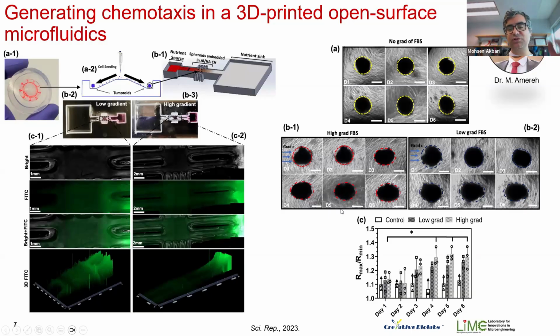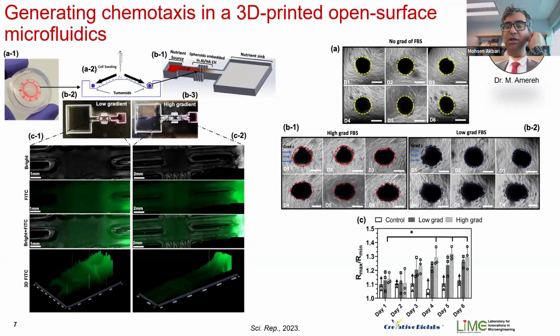In this case, we used fetal bovine serum as a proof of principle to mimic cytokine or growth factor distribution, and then exposed these glioma cells to these gradients. And we assessed how these gradients impact the tumoroid shape and remodeling.